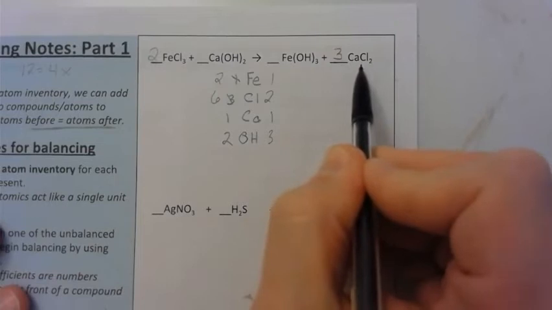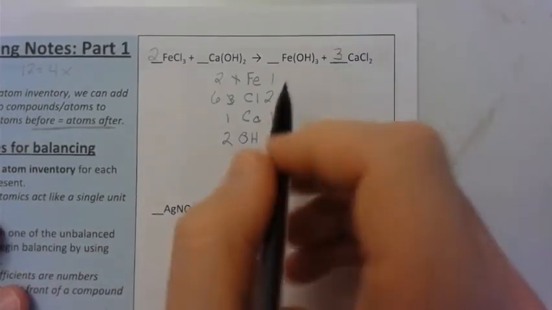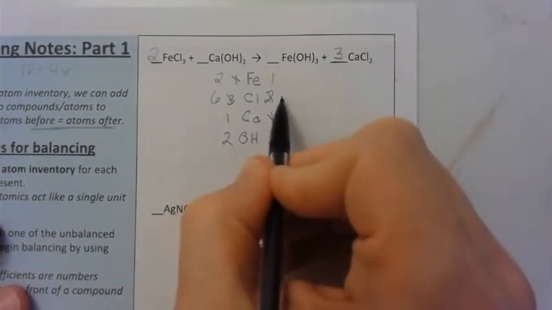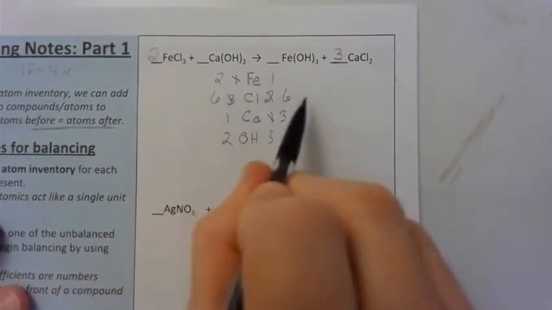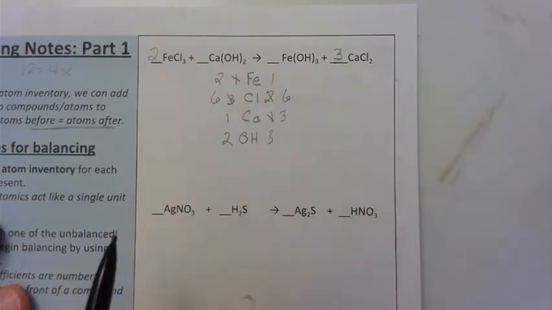So then we have to update the inventory here on the product side. We've got a 3 in front of calcium chloride, so that means we now have 3 calciums, and then multiplying across, we've got 6 chlorines. So we took our imbalanced chlorine numbers, and we've now got them balanced, 6 going in, 6 coming out.